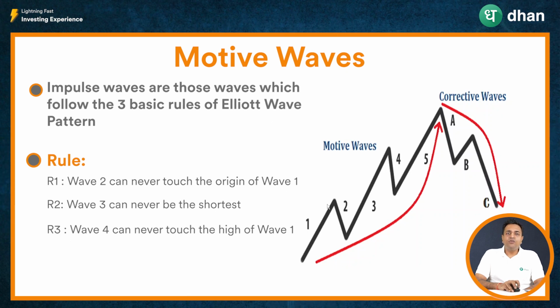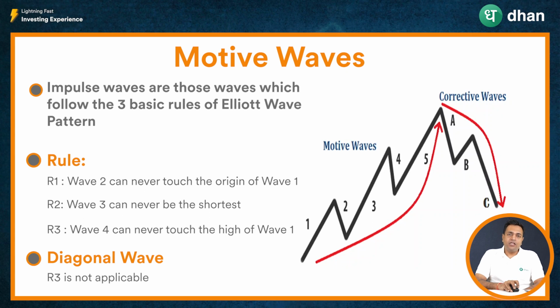When all these 3 rules are applied and adhered to, we call these waves impulse motive waves, and mostly you would see that all the waves and structures that you visualize would follow the impulse motive waves. The other category is known as a diagonal wave, in which rule number 3 is not applicable, which means the motive wave number 4 will definitely invade the territory of wave number 1. That is when it is not an impulse wave but a diagonal wave.